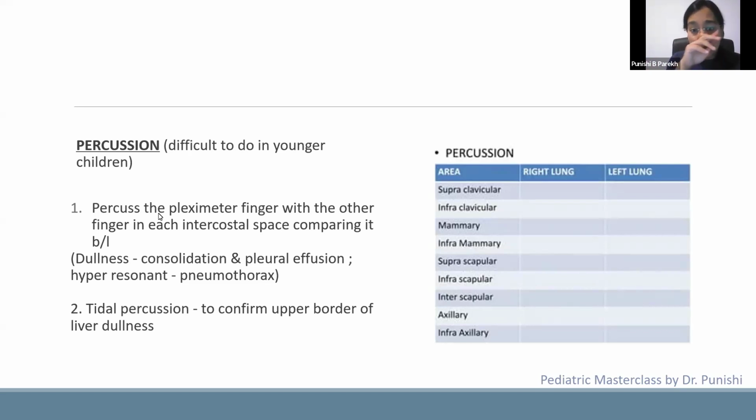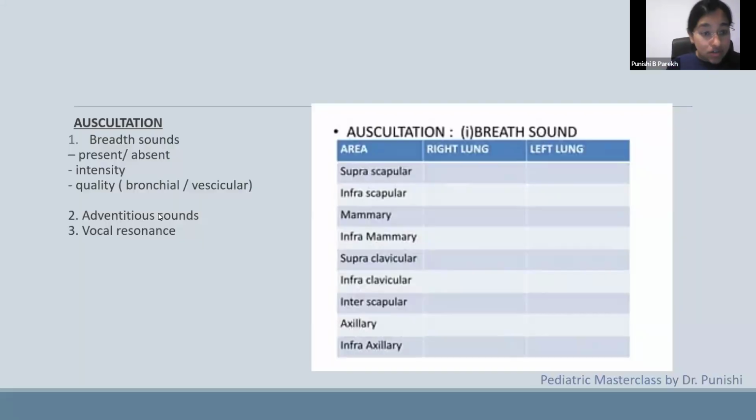So that's about percussion. You percuss on the right and on the left in the supraclavicular, infraclavicular, mammary, inframammary, suprascapular, infrascapular, axillary and infra-axillary regions. Now, these are the same regions where you would also do your auscultation.